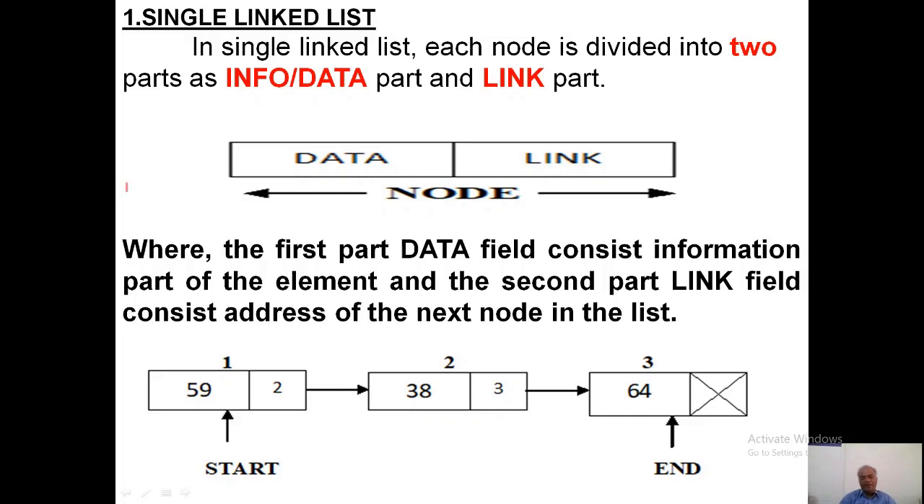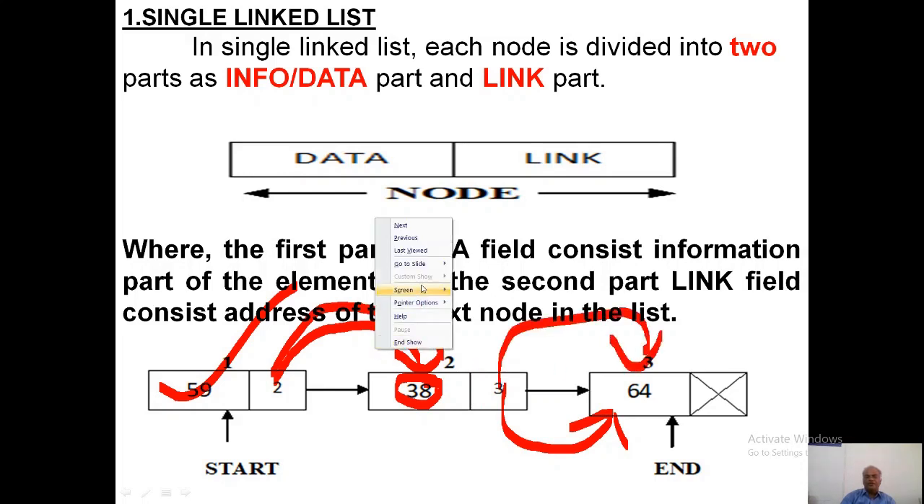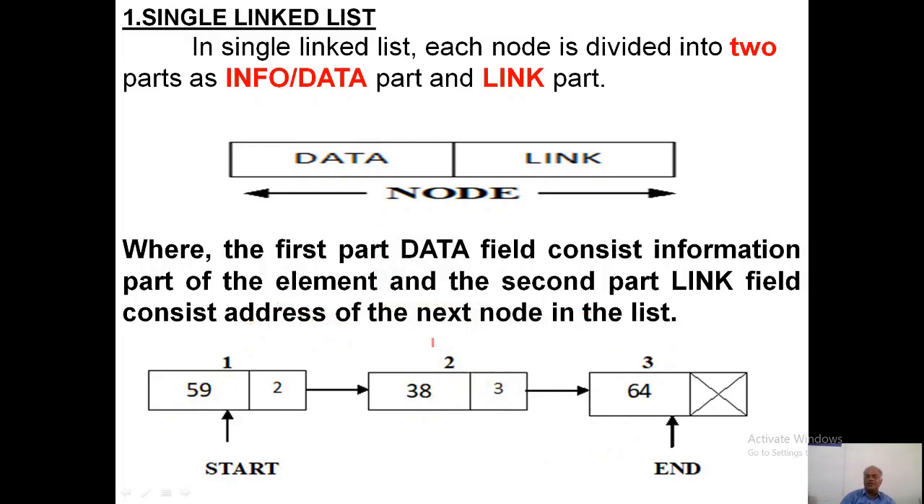Please observe carefully. The first part is the data part. This one is the address of this node. So here this is the data part, and this is the address of this node. Let's look at this: 2 is the address of this one, 3 is the address of this one. So the first part of the linked list consists of the data field, and the next part consists of the link field.